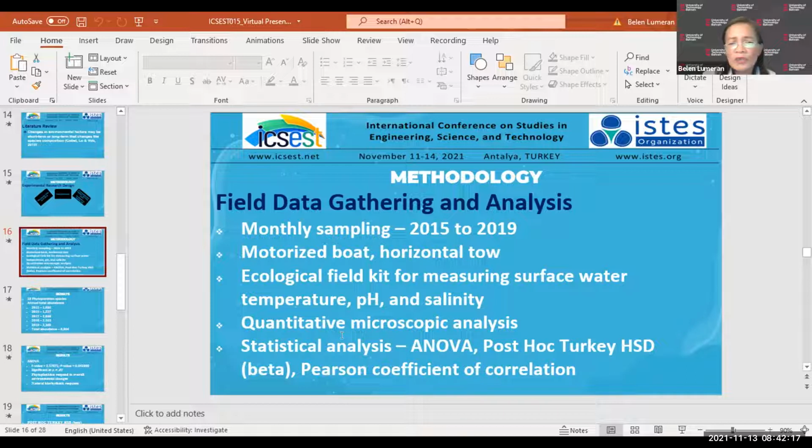Then after that, I did quantitative microscopic analysis in our laboratory, and statistical analysis using ANOVA, or analysis of variance, to determine the differences in the total abundance relating to the population count of the phytoplankton. Later, I used post-hoc Tukey's HSD to evaluate any significant differences in the various pairs of means as determinant of the total abundance. And the response of phytoplankton was analyzed using the Pearson coefficient of correlation.